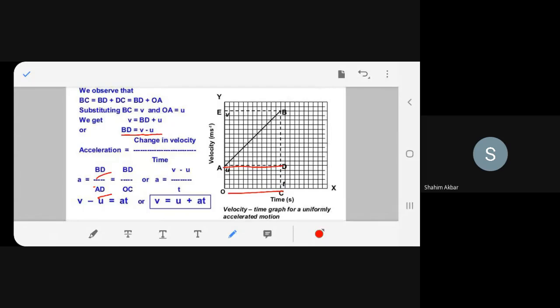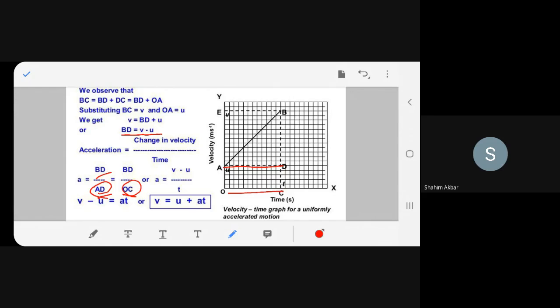It's not given. We are proving it: as AD is parallel to OC, AD is equal to OC, which is equal to T. You understand? We are proving it. It has not been given. Remember that. So BD upon, instead of AD, what do I write? OC, because I don't know the value of AD. So I have to go back to OC.